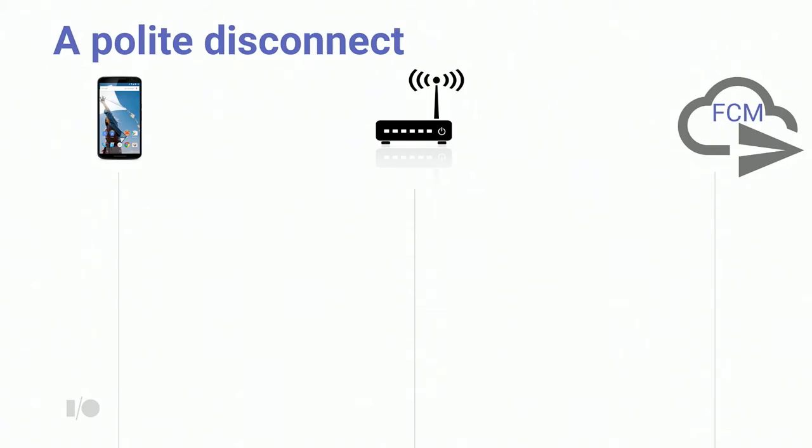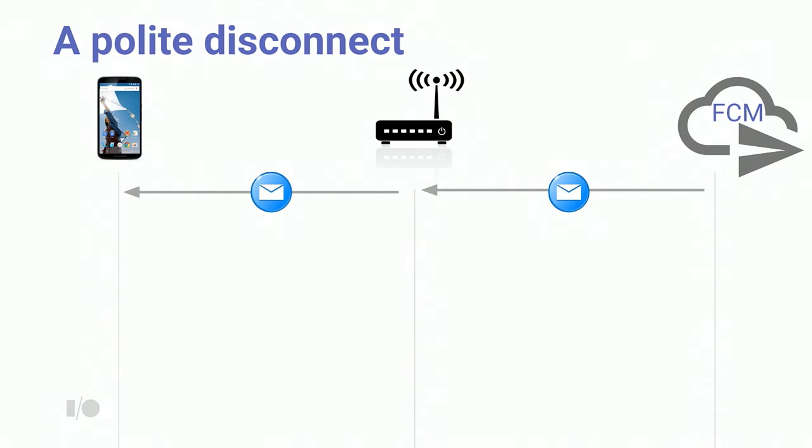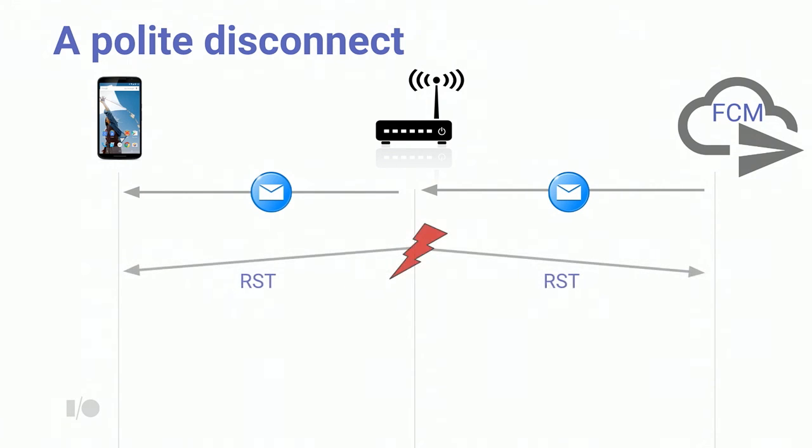So here's an example of an explicit close, or what we call a polite disconnect. In this scenario, the device on the left already has an active connection to the FCM servers. So when a message is required to be delivered to the device, FCM sends the message down, it travels through the network infrastructure, the NAT device, and then arrives at the phone in a timely manner. Then the NAT device decides to close the connection, but it sends out an explicit TCP reset or FIN packet to both parties. So now both parties know that that connection has been closed.